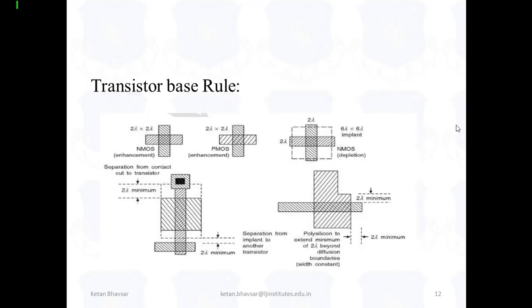As you can see, for the transistor based rule, suppose you want to design the NMOS enhancement transistor, then definitely you have to take a 2 cross 2 matrix, or 2 lambda by 2 lambda, designing for the NMOS enhancement. Similarly, for the PMOS enhancement, you cannot reduce the size below 2 lambda into 2 lambda. Otherwise, your device or your design will not work successfully. Same way, when you're talking about the NMOS depletion type of the design, then you have to take 6 lambda into 6 lambda. Otherwise, your design will not work. So these are the certain rules.